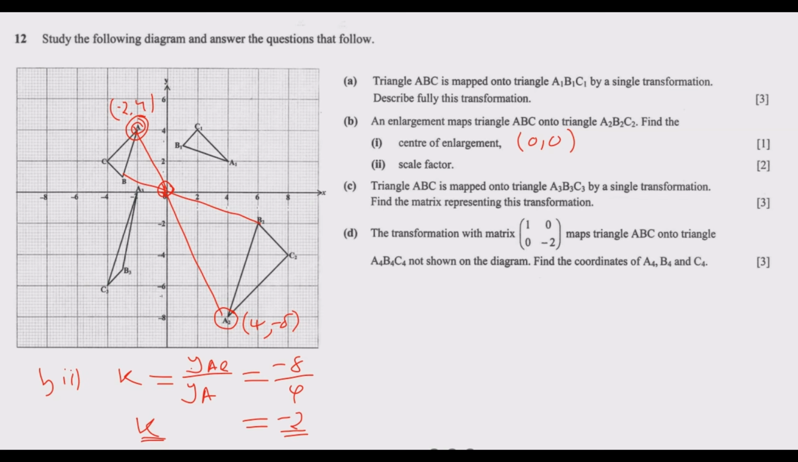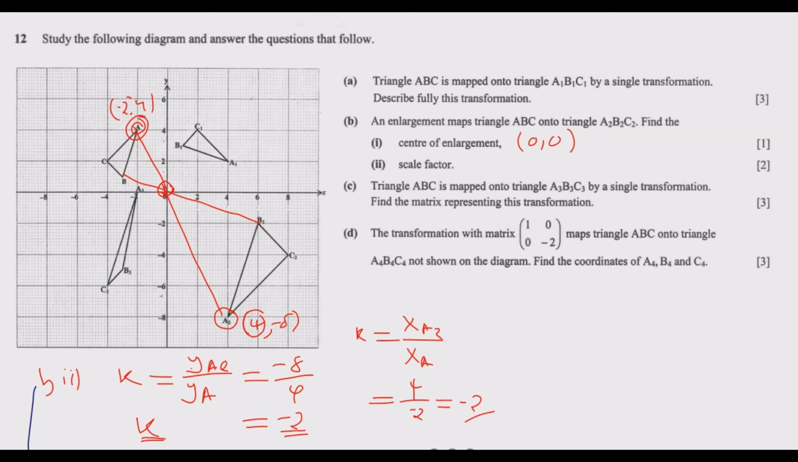You notice that whether you picked y or x, you still end up with the same answer. So if I used x, it will be the value of x at A2 divided by the value of x at A. So this will be 4 divided by negative 2. Still we end up with negative 2. So negative 2 is still the same answer. Then having done that, we are good to go. So let us move to question C.